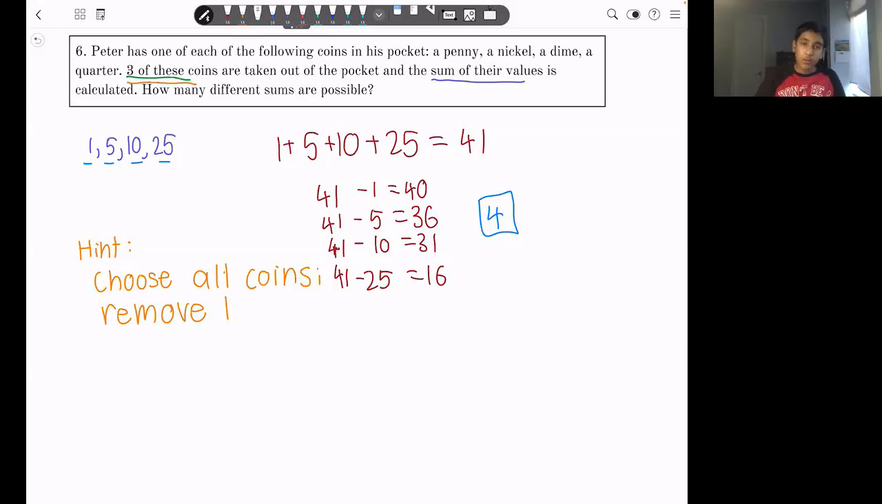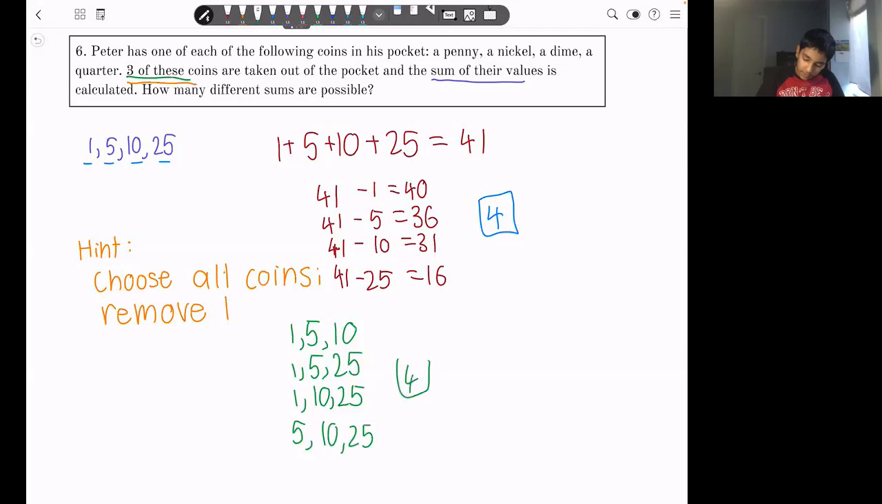And okay, since we have enough time for today, I'll also just list out the options that we have. You can either take a penny, a nickel, and a dime. You can take a penny, a nickel, and a quarter. You can also take a penny, a dime, and a quarter. Or we can take a nickel, a dime, and a quarter. So there's 4 here too. But it's actually easier to do it the first way, but this is just to demonstrate what 4 possibilities of coins you can actually choose. Let's move on.